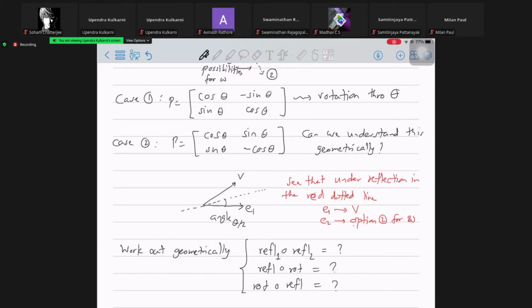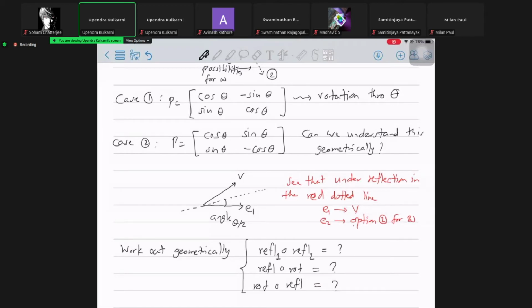See what's happening. I'm going to be multiplying a matrix that has determinant 1 with a matrix that has determinant -1. So I'm still going to get a reflection. Do you think the order matters? Reflection followed by rotation and rotation followed by reflection. They will both give me reflections, but will it be the same reflection? Something to work out. Okay.